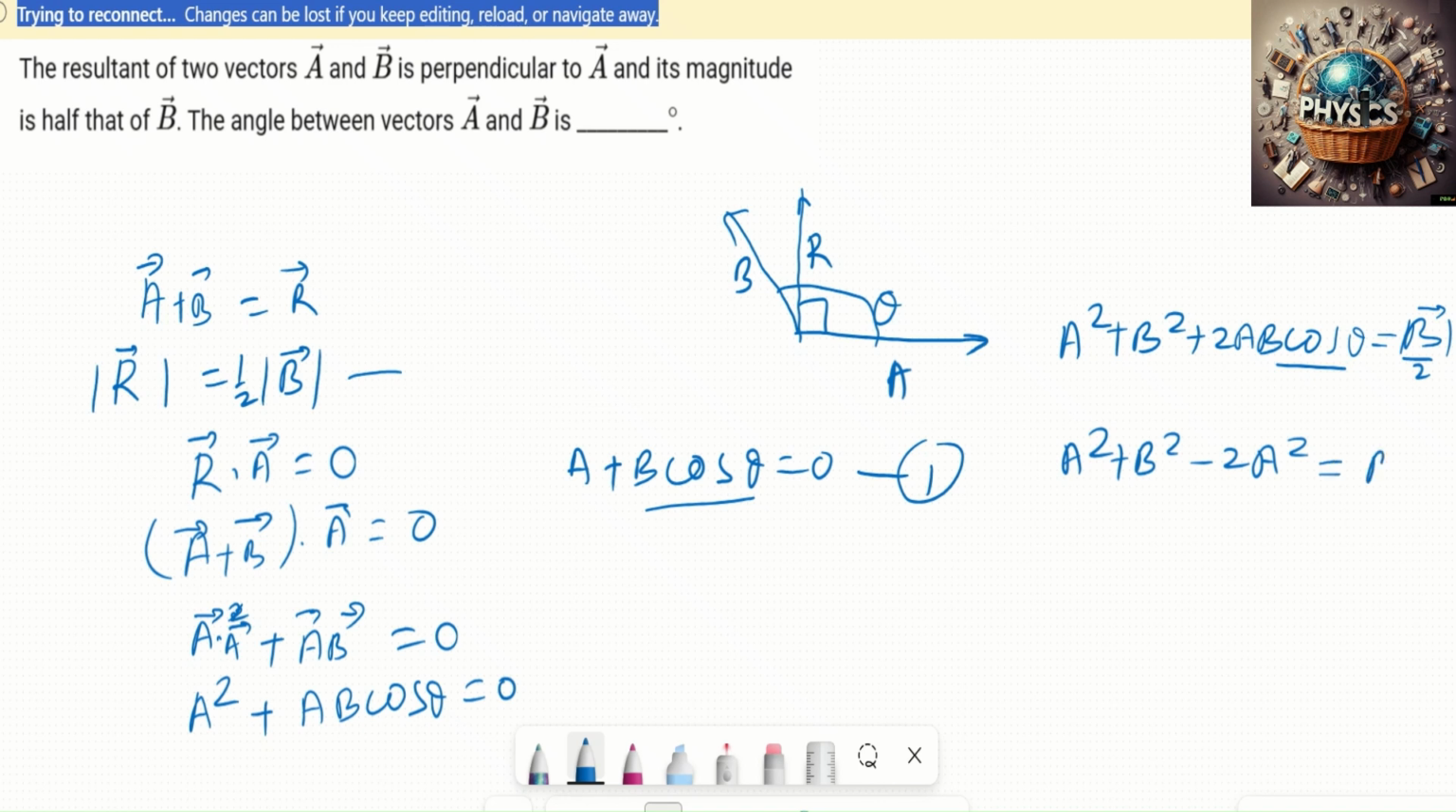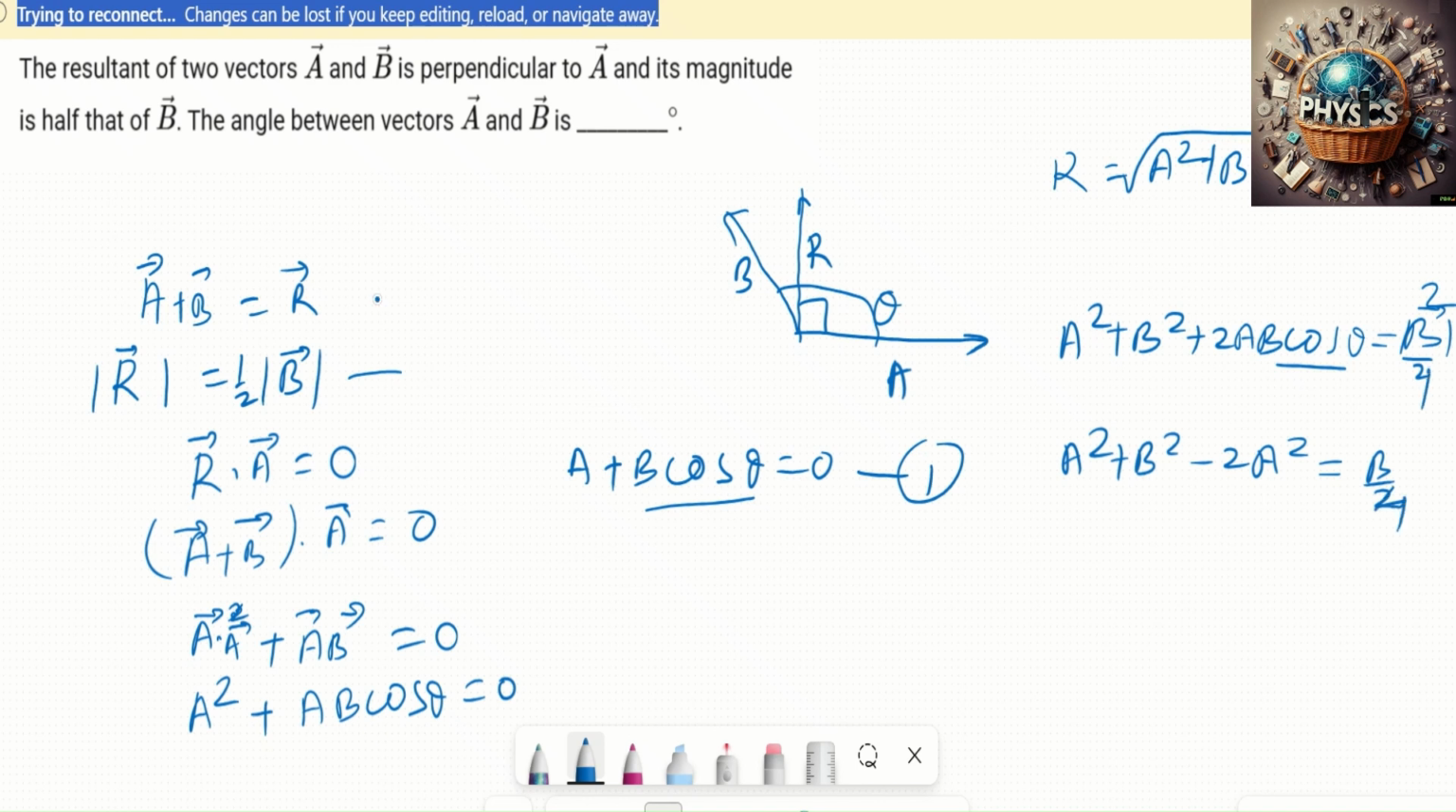Is equal to B by 2. Or this will be B square by 4, right? This will be B square because R is A plus B whole square. So R is square root of A square plus B square plus 2AB cos theta. So here we have removed the square root, so it will be B square by 4.